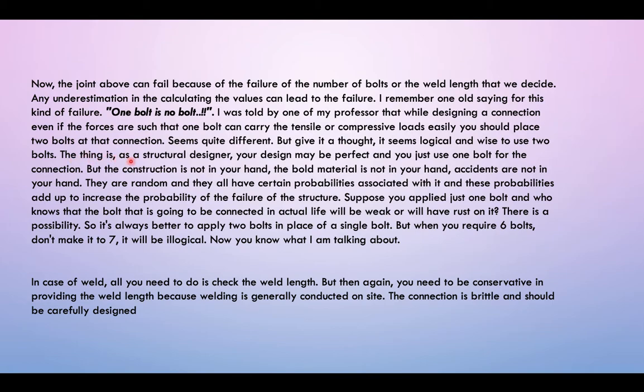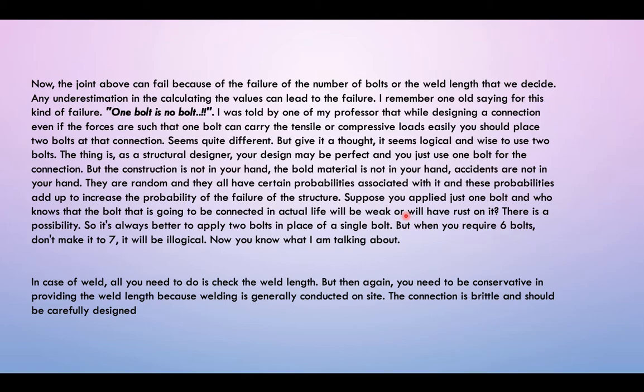In structural design you can design perfectly and use just one bolt for the connection, but the construction is not in your hand. The bolt material is not in your hand. Accidents are not in your hand. They are random, and certain probabilities are associated with them, which increase the probability of failure of the structure. Suppose you have applied one bolt, and the one bolt connected in actual life may be weak or rusted. There is a possibility. So it is always better to apply two bolts in place of a single bolt.